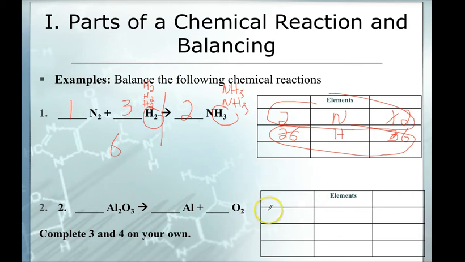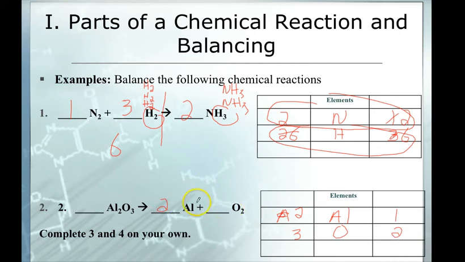Okay, so let's do this next one. We only have 2 elements. We have aluminum and oxygen. I have 2 on this side and 3 oxygens. On this side I have 1 aluminum and 2 oxygens. So let's see. Well, we can start with the aluminum. I put a 2 here.